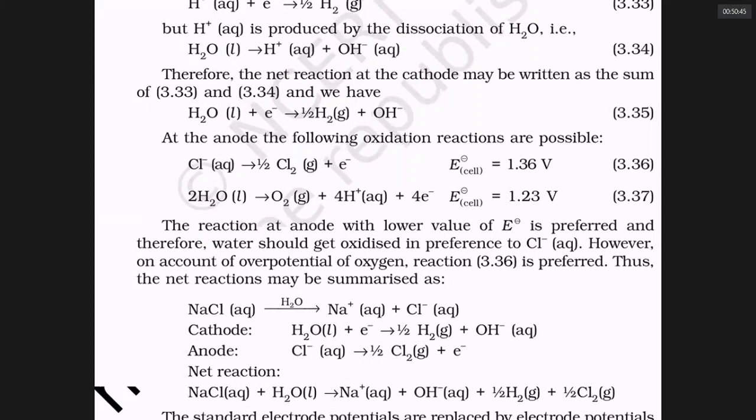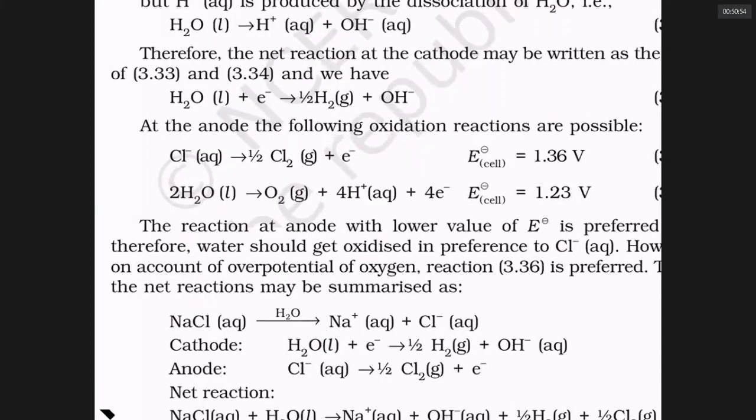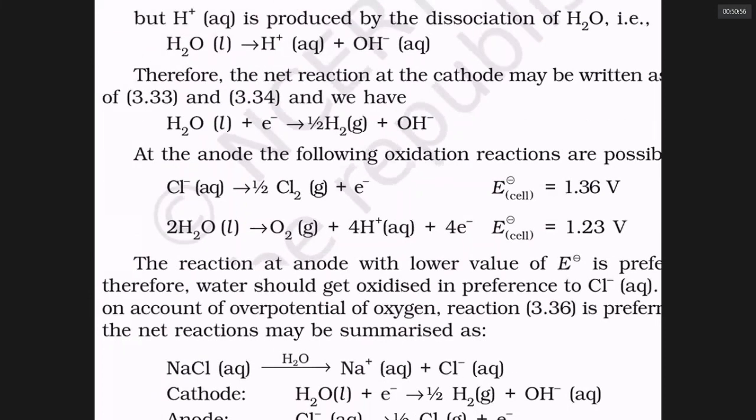But in practice, the generation of oxygen demands a little higher voltage. Therefore, you are getting both chlorine and oxygen. Normally, we expect oxygen to come out, but only oxygen is not coming, chlorine is also coming because of the oxygen overvoltage problem.